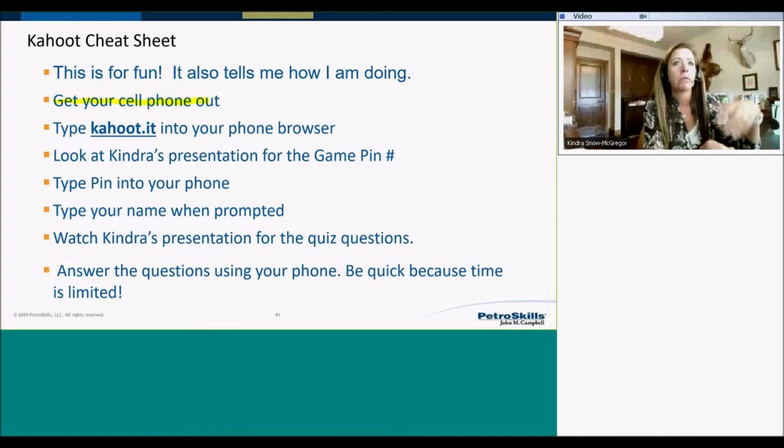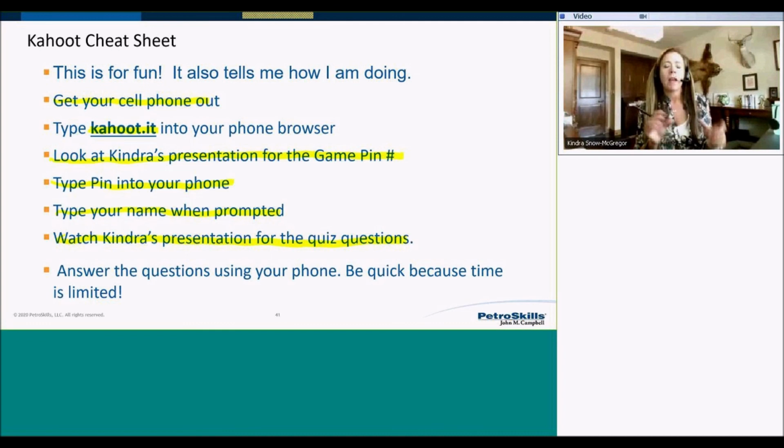What you want to do is go to kahoot.it, in your phone browser or your computer browser. Then look at my presentation for the game PIN number and type the PIN into your phone. You can use your name or a nickname. Then watch my screen for the quiz questions and answer them using your phone. I have a couple of questions where there are multiple correct answers, so you have to remember to hit submit or it won't count. It's timed and you get points, so be quick because your time is limited. All righty, so here we go.